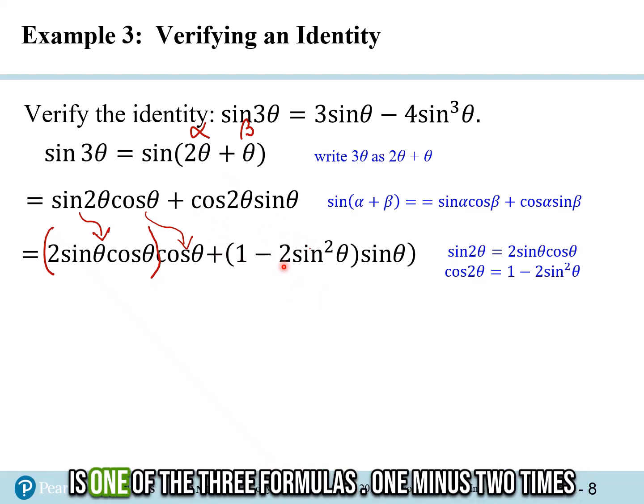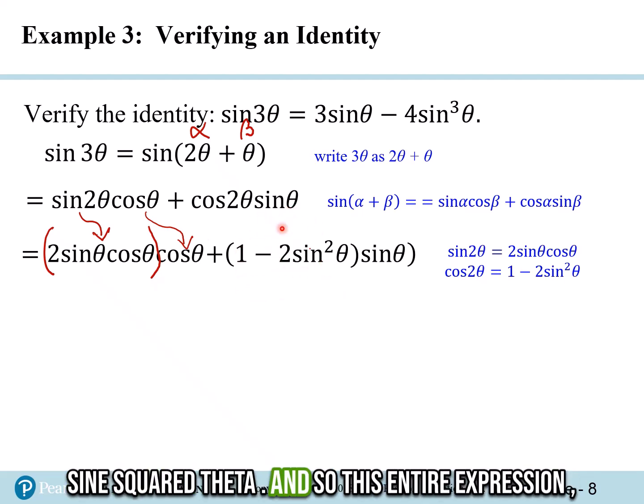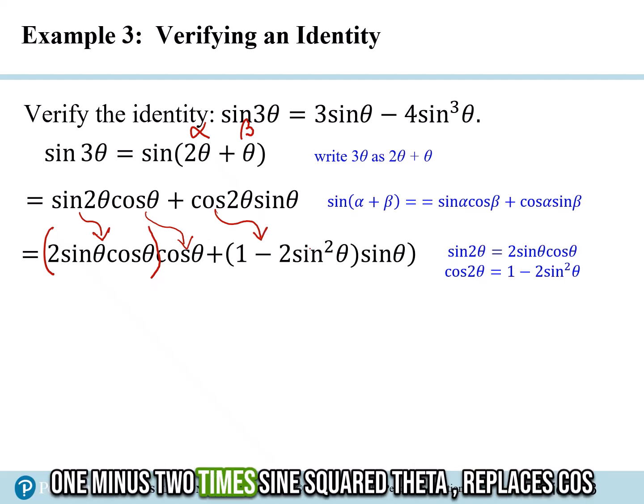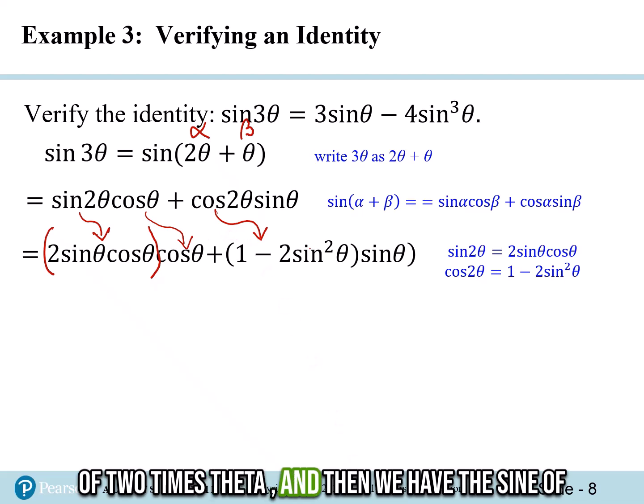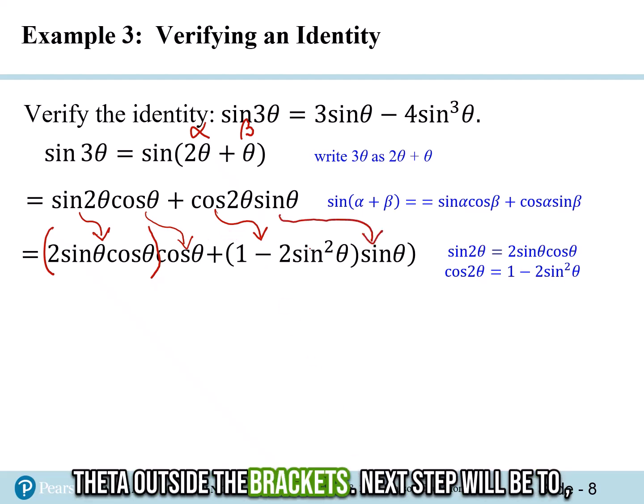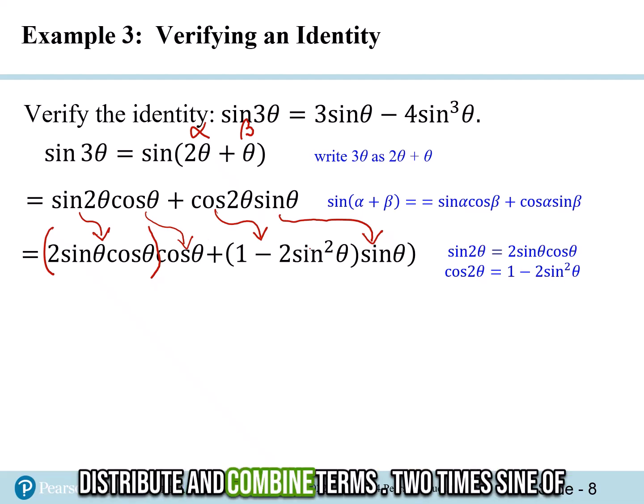So this is one of the 3 formulas, 1 minus 2 times sine squared theta, and so this entire expression 1 minus 2 times sine squared theta replaces cos of 2 times theta, and then we have the sine of theta outside the brackets. Next step will be to distribute and combine terms.